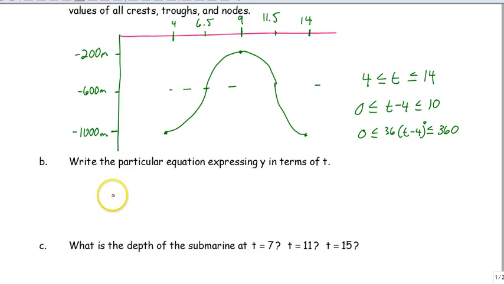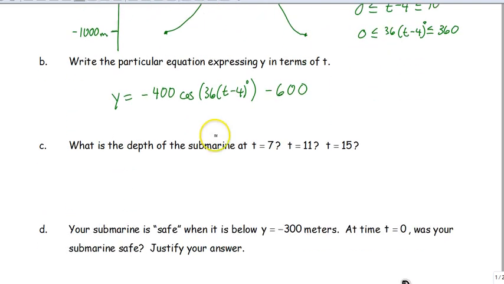So my equation is going to be negative. My amplitude is 400. It's a cosine curve that we made. 36 times t minus 4 degrees. And then our node line is at negative 600. So there we go. That is the equation. Now from this point, you just put this into your calculator and you plug in the values. So I'm not going to show you that part.